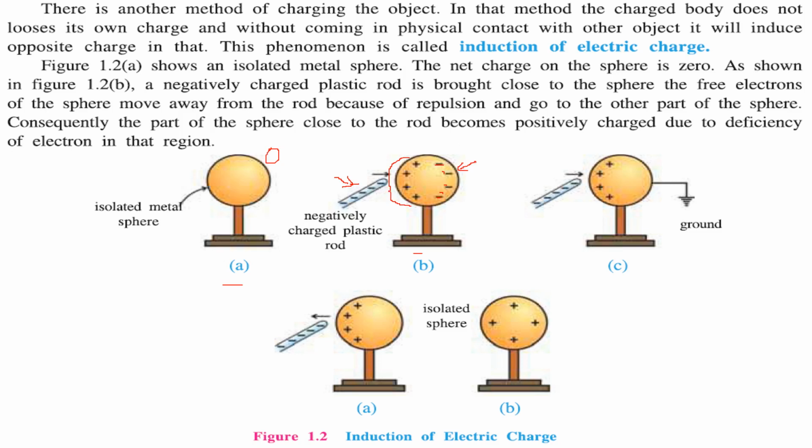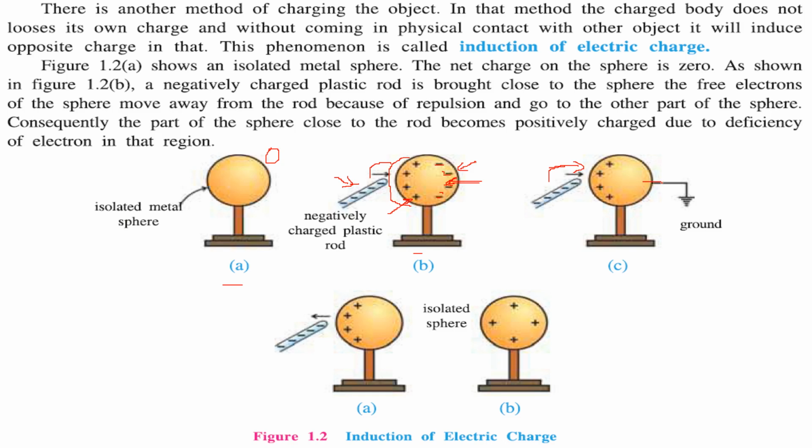So what will happen here? This side, which is close to the rod, will become positive, and this side will become negative. Right? So this side will have a deficiency of electrons, and this side will have an abundance of electrons. You can say that, because only the electrons are moving.